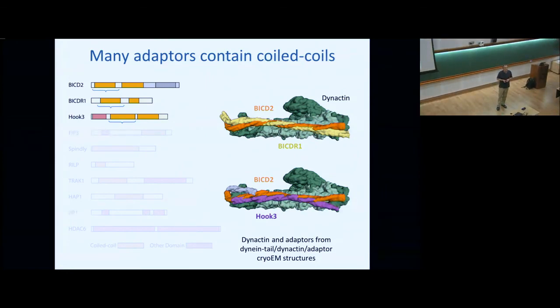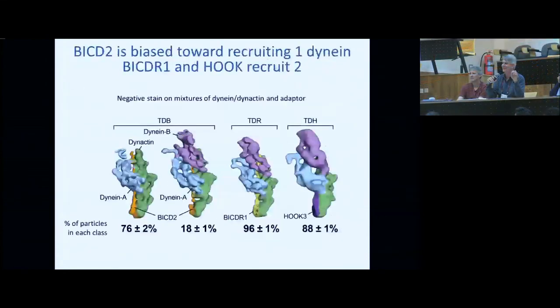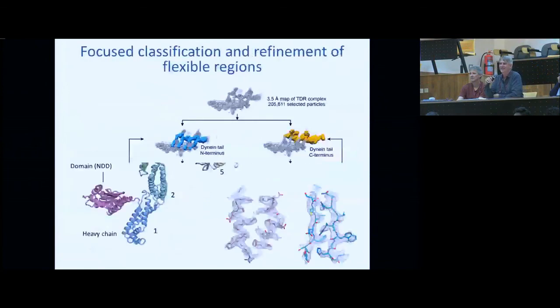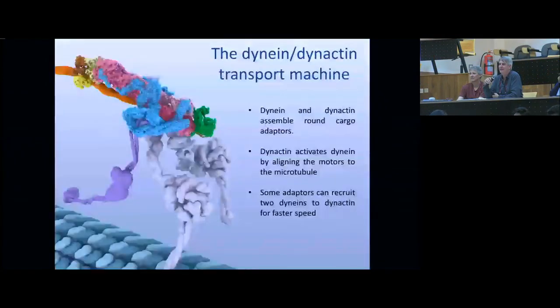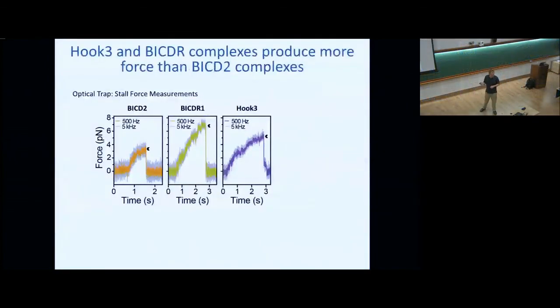You mentioned in passing that the force exerted is larger when you have 2 dyneins in these complexes. How do you determine that? Yeah, so it was done by optical trap. We worked with Ahmet Yildiz, who's in Berkeley, and he attaches the optical trap to the adapter and can then recruit it. He's also attached it to the dynein and done the controls.